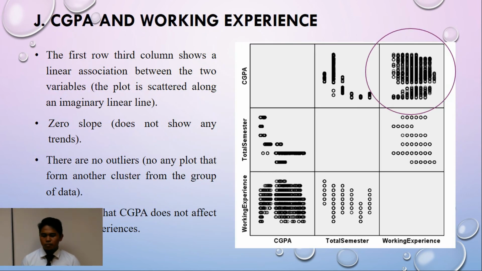CGPA and working experience. The first row, third column shows a linear association between the two variables. The plot is scattered along an imaginary linear line. Zero slope does not show any trend. There are no outliers, no plot that forms another cluster from the group of data. This shows that CGPA does not affect working experience.